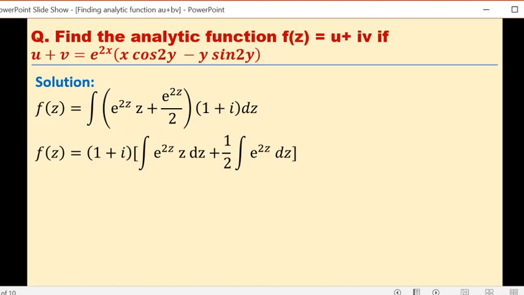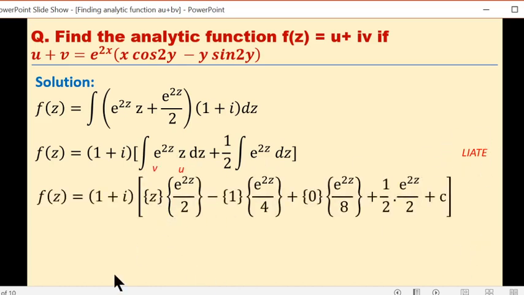UV rule. Very good, very good. LIATE. What will be our u over here? z. Excellent. And v will be e raised to 2z. How shall we perform the second integral? The first integral is clear. How will we perform the second integral? That is integral of e raised to 2z, direct. Very good. It is a direct formula. Okay. So this is our u, LIATE as you have mentioned, u, v. So let's see this integral now.